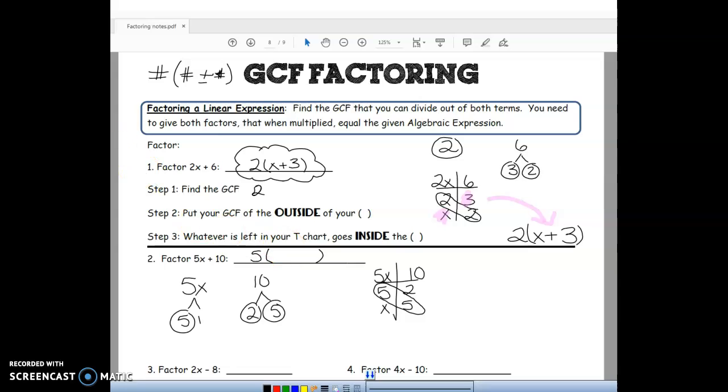Now what is left? I have an x for my first term. And it was adding, so I copy that over. If it's subtraction, you just copy a subtraction over. And I have a 2 for my other term, so I just copy a 2. So my answer is 5 groups of x plus 2. And if we go back to check our work, 5 times x is 5x, 5 times 2 is 10. So we're perfect. All right, let's try the next one.